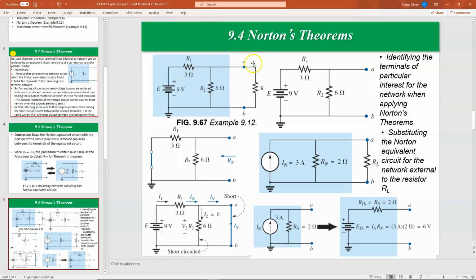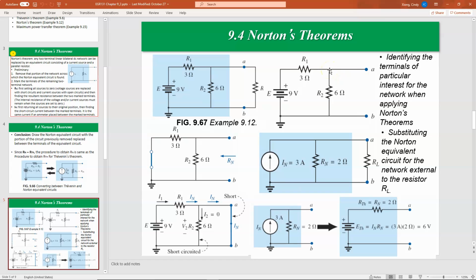If you check, this circuit is actually the same as the example for our Thevenin equivalent theorem, example 9.6. We need to find the Norton equivalent circuit for the circuit inside the blue box. So first, we remove the part outside of the blue box. We remove the RN, and then we mark the two terminals A and B. So here is the network we get.